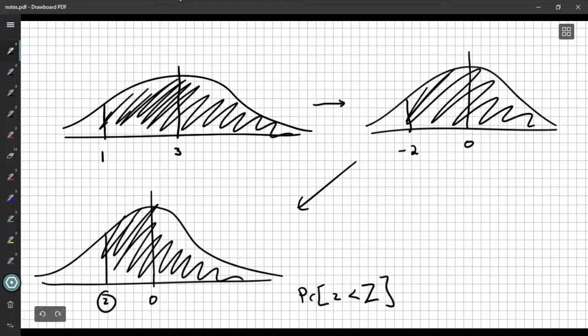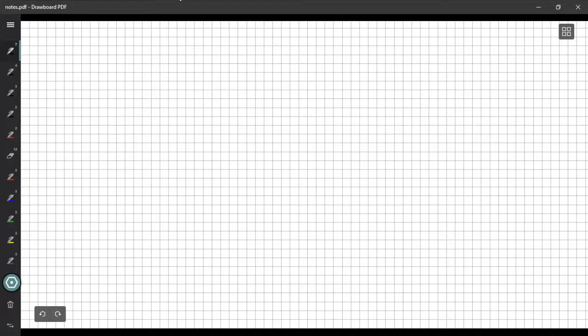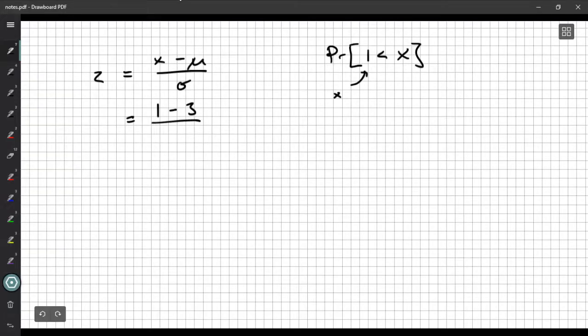Now, how do I figure out what this z is? Well, we've got a formula for that. Z is x, the value we're comparing to, minus mu, over sigma. So we want the probability that x, our random variable, is bigger than 1. So the value we compare to is the little x. Okay, so this is 1 minus a mean of 3, divided by 2, which was our standard deviation. So that's -2 over 2, or z is -1.